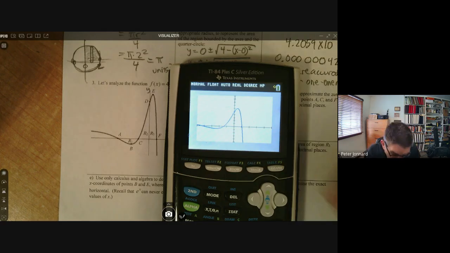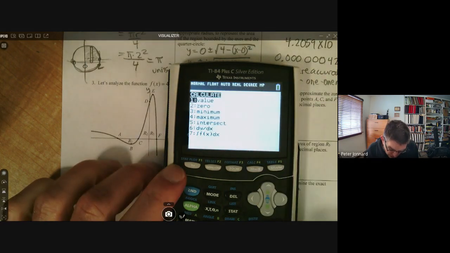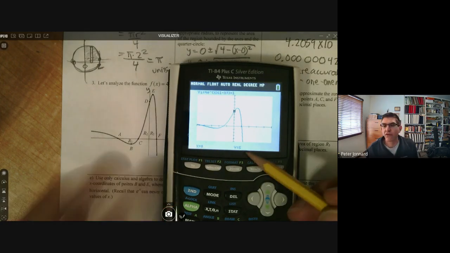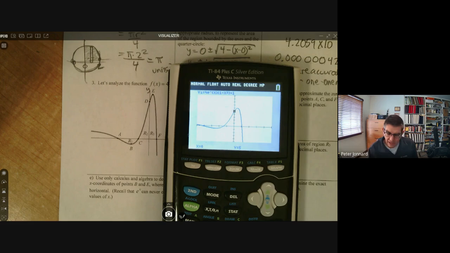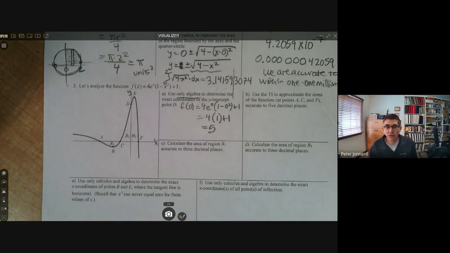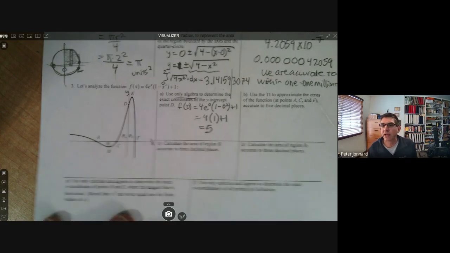And sure enough, it does look indeed like it goes 1, 2, 3, 4, 5. And I can do second calc value and type in a 0. And sure enough, it confirms to me that I did that correctly. It gave me a 5. It did say use only algebra, but I'm always okay with it if you want to check your homework with a calculator. So I'm just confirming that I'm doing it correctly.